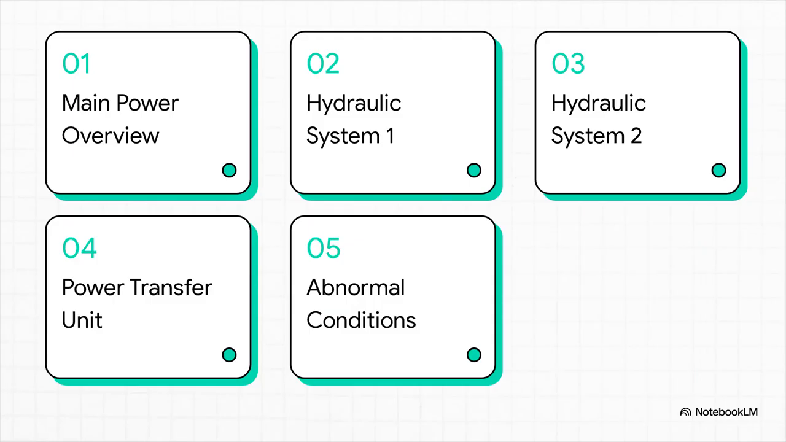Okay, here's our roadmap for today. We'll start with 1, main hydraulic power overview, then move into 2, inside hydraulic system 1, and 3, inside hydraulic system 2. After that, we'll cover 4, the power transfer unit, and finally wrap up with 5, abnormal system conditions.